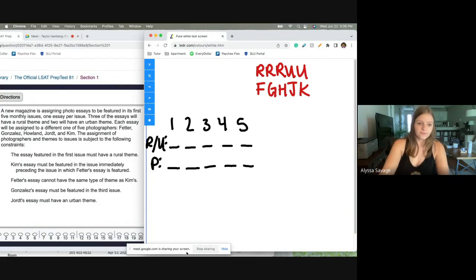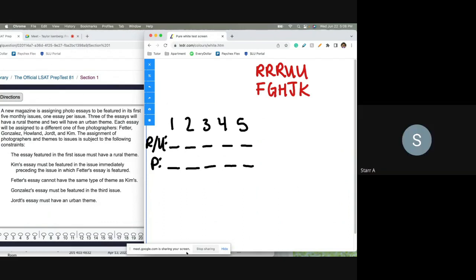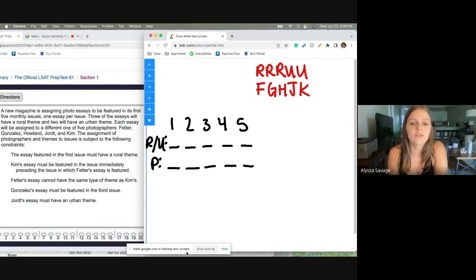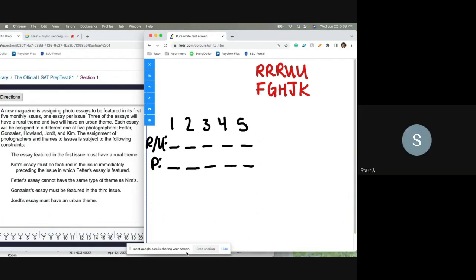First rule, pretty easy one, says the essay featured in the first issue must have a rural theme. What would you think we should do? I would say put 1 and then put U underneath for showing that the first would be urban. Did you say the first would be urban? Oh, sorry, rural. Yeah, the first one.